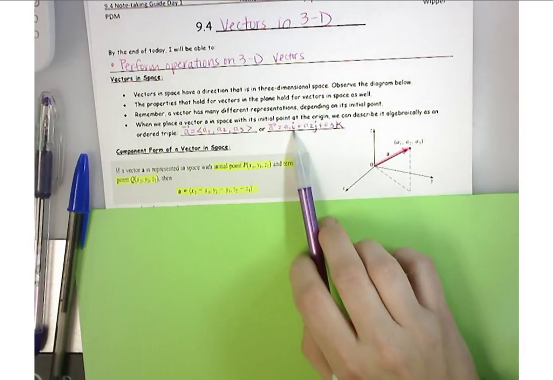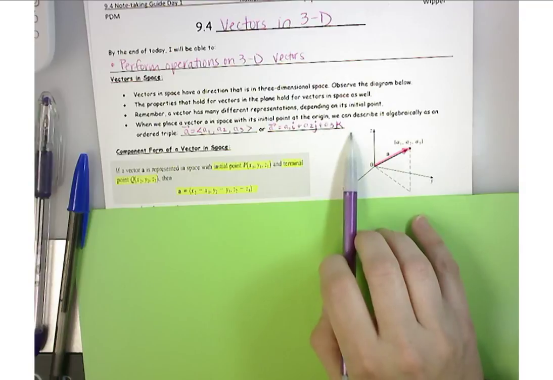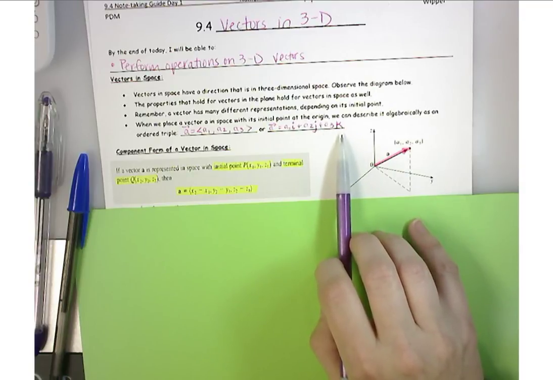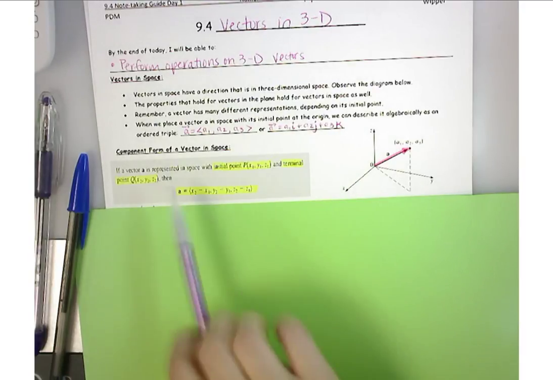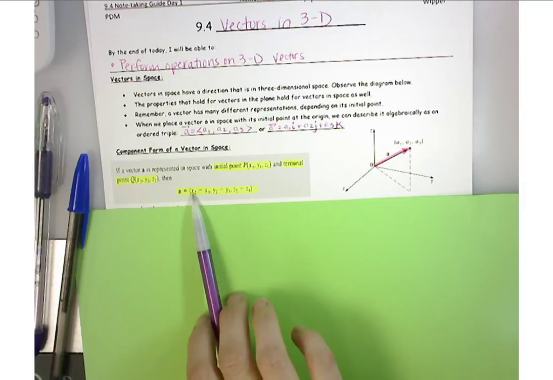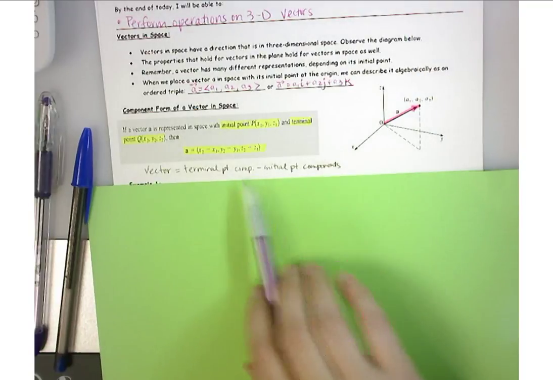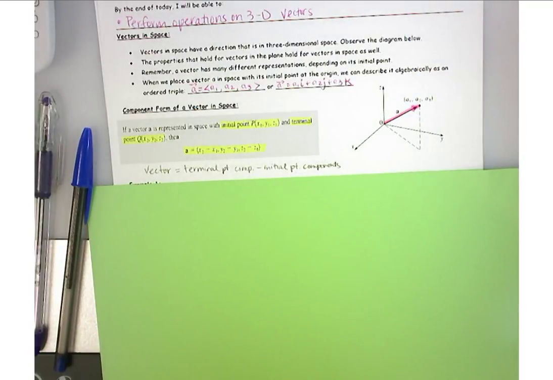Or you could put it in component form with i, j, and now we'll have k, because we have three different components now. We have that third component that makes it 3D. For the component form of a vector in space, when you have an initial point and a terminal point, you can subtract. It has to be the terminal point components minus the initial point components. That's how you get your vector. And you can see here, this is your vector in 3D space. They use these dashed lines to show you that this is coming out, so you can imagine it coming off the paper in your 3D space.